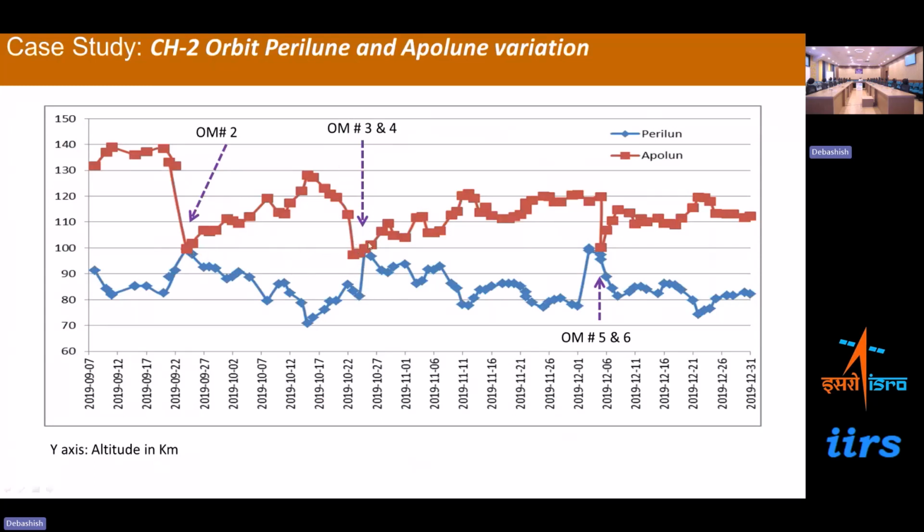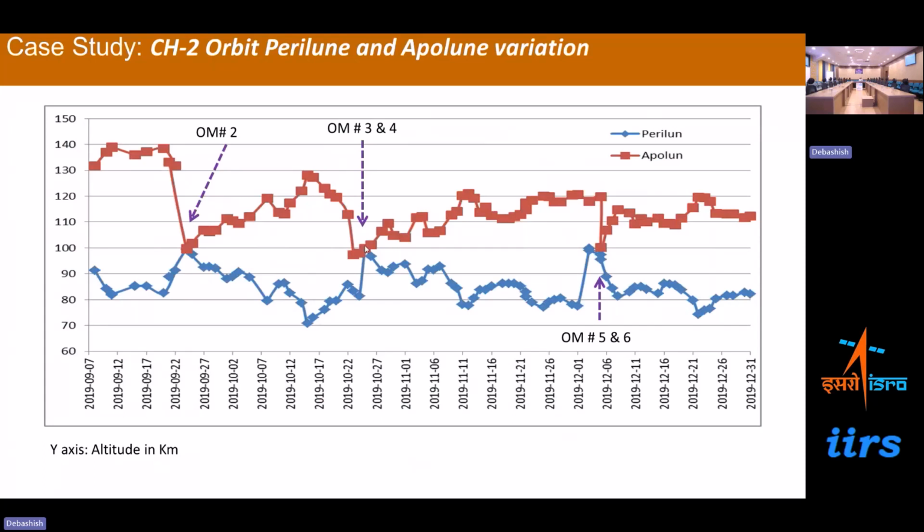Here we have done a pair of OMs, OM number 3 and 4. If you do OM 3 and 4, we again maintain the 100 by 100 kilometer orbit. Then from there, perigee will again come down and apogee will go up, so again we have to do another OM. Like that, periodically we have to do the orbit maneuver, so that we maintain the altitude of the science orbit, which we call the 100 by 100 altitude. So that is being maintained.